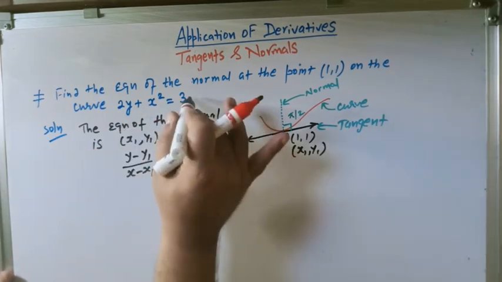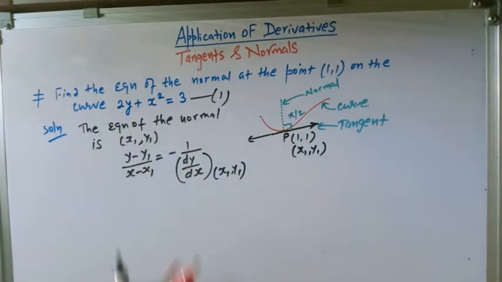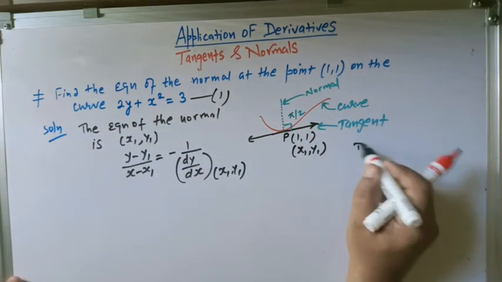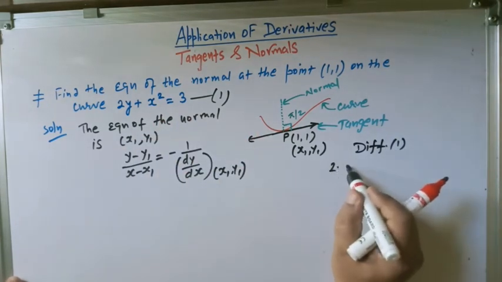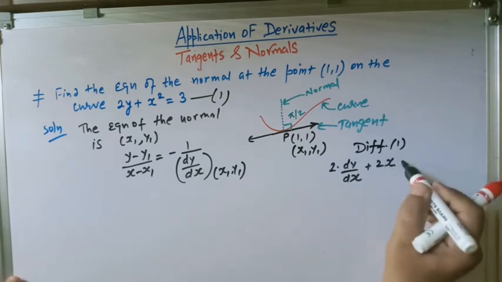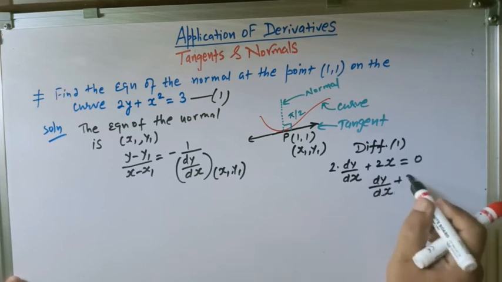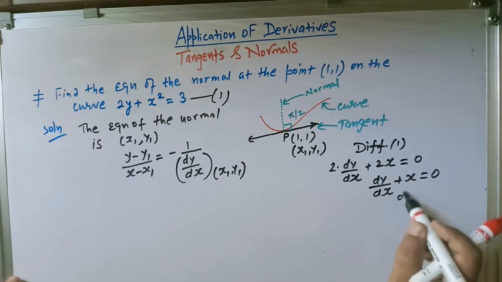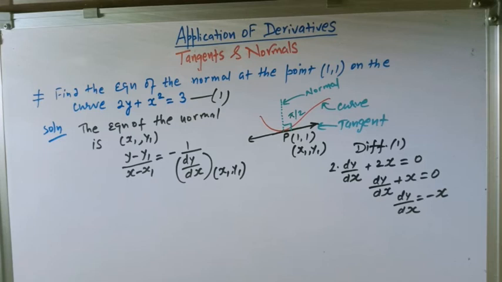So let us find the value of the derivative or the slope. Okay, so differentiating both sides, we have 2 times the derivative of y with respect to x plus 2x equal to 0. We divide both sides by 2. So we have dy over dx is equal to minus x. Clear?